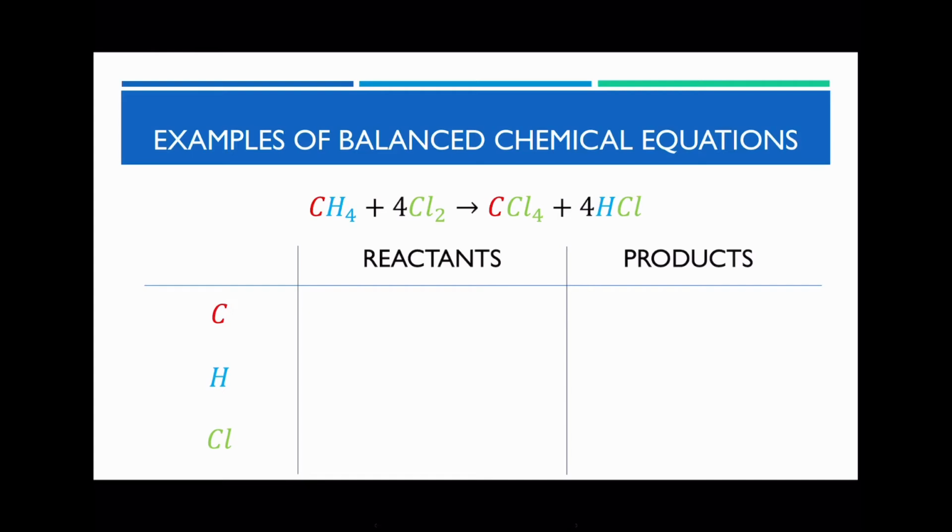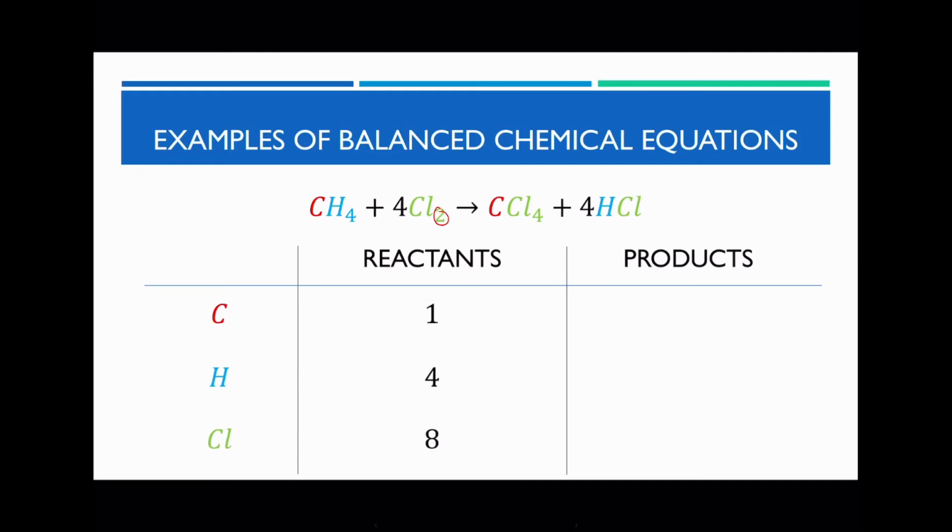What I'll do next is count how many carbon atoms are present in the reactants, meaning on the left-hand side. In this case, there's only 1 carbon atom. For hydrogen, there's 4. For chlorine, there's 2 over here, but notice that you've got a 4 in front, meaning we need to multiply because there are 4 molecules of chlorine, and therefore this is going to be 8. We now do the exact same thing on the right-hand side.